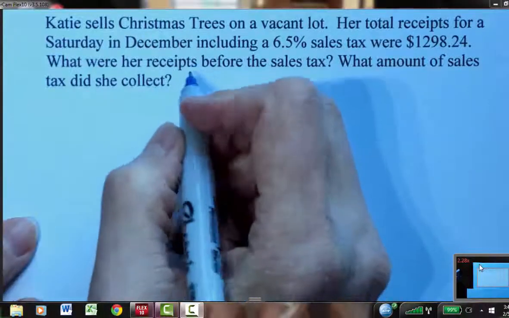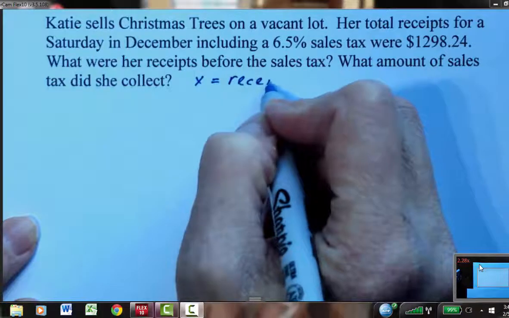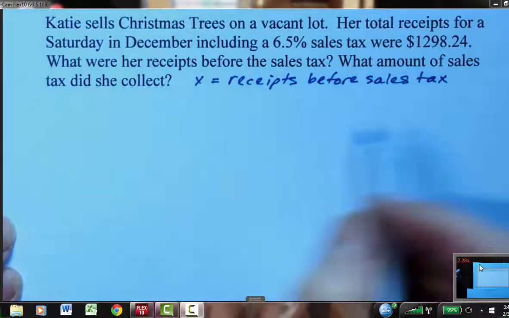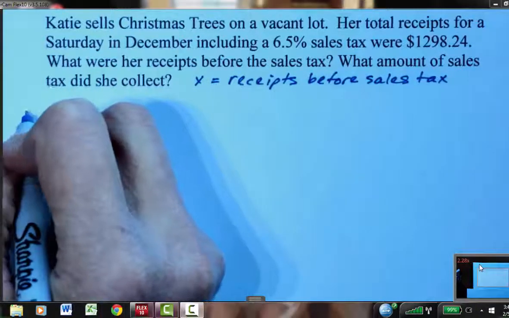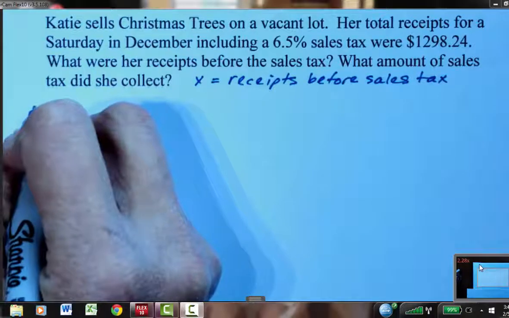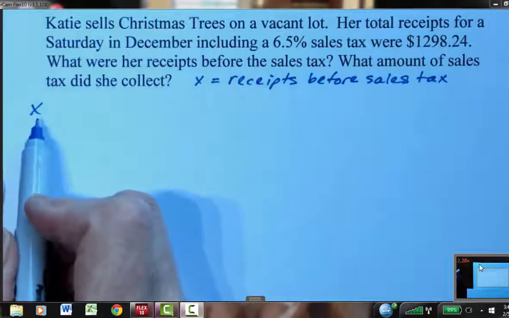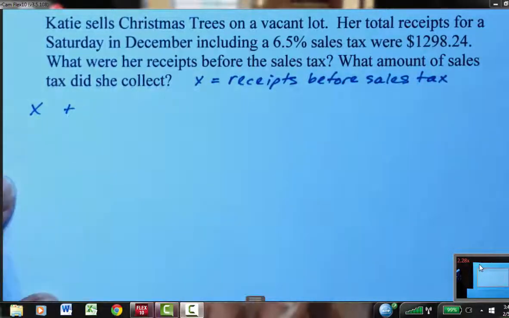So we want to know how much she made before the sales tax. That is what I'm going to let x equal. So x is going to be the receipts before sales tax. That is usually what you take in when you sell something, how much the Christmas tree cost originally. When the customer comes up to buy the tree, it's going to cost x dollars. Then on top of that, you're going to have your 6.5% sales tax.